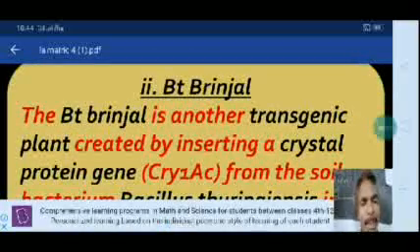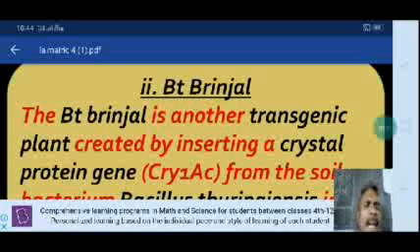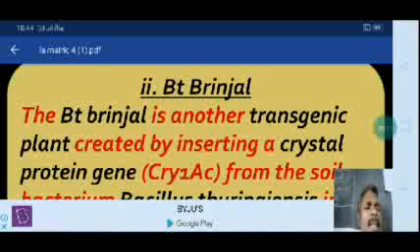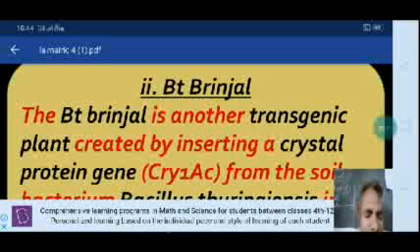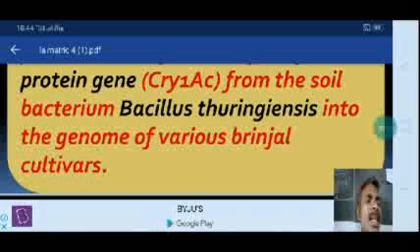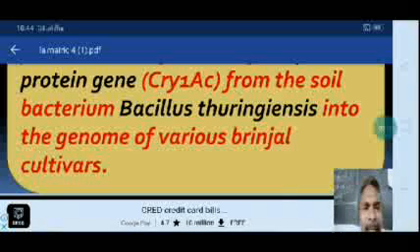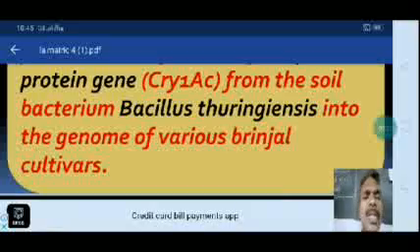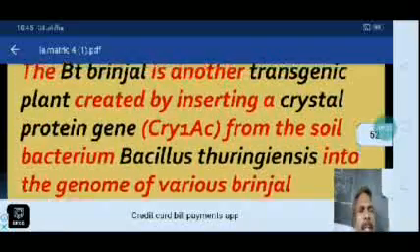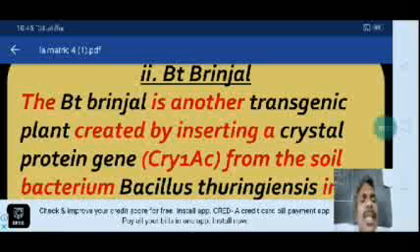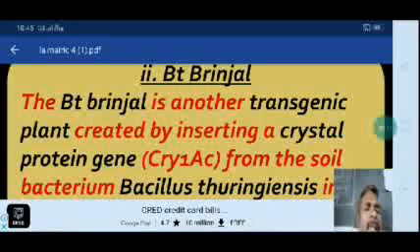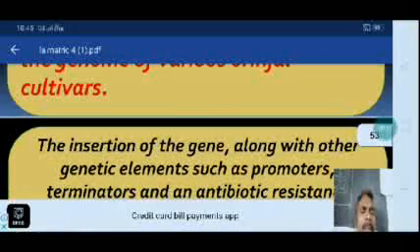Okay. The next one is Bt brinjal. Bt brinjal is another transgenic plant, mostly created by inserting a crystal protein gene, Cry1Ac, from the soil bacterium Bacillus thuringiensis into the genome of various brinjal cultivars. With the help of this, you can produce the Bt brinjal.